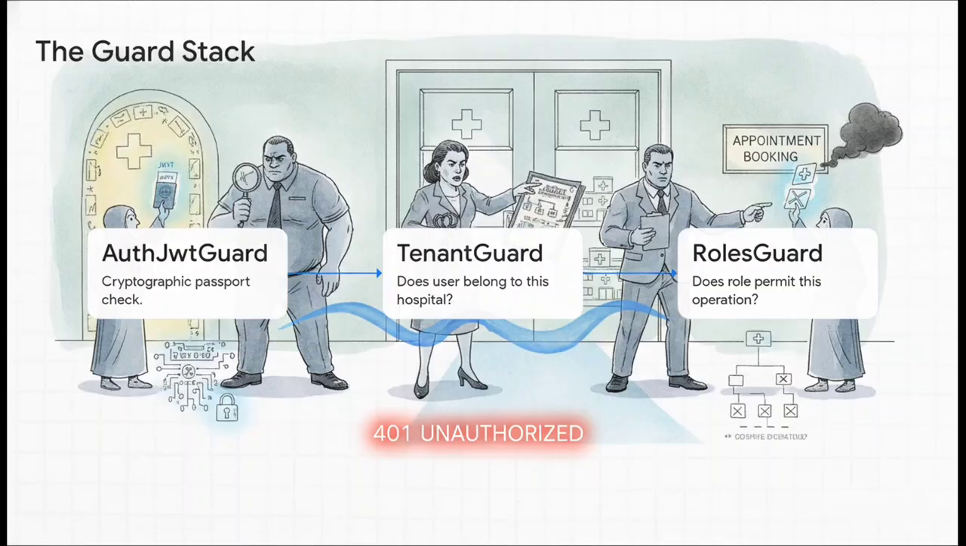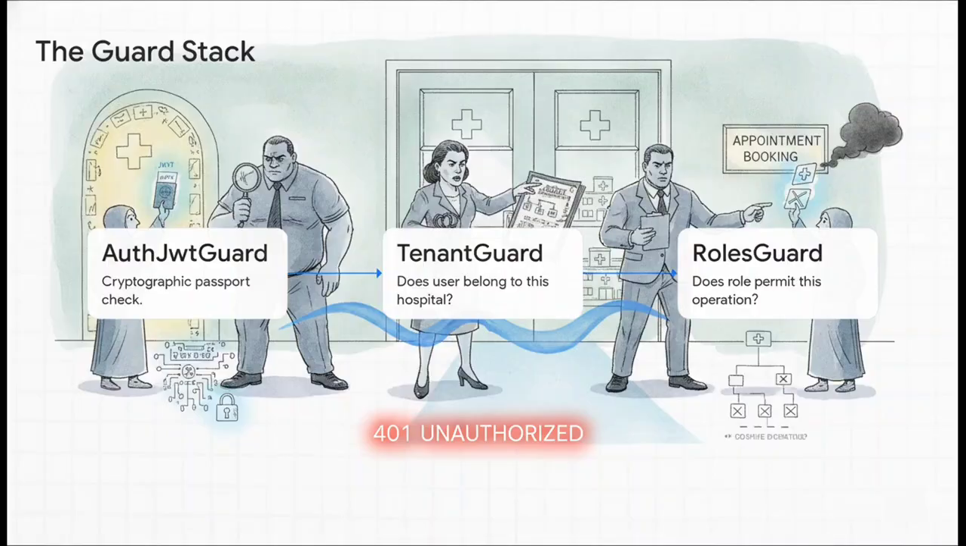To get past, our patient has to present their passport, which in our world is a JWT located right in their authorization header. Now these guards execute strictly in sequence, moving systematically from left to right. First up, the auth JWT guard does a cryptographic check to ensure the passport is actually valid. Second, the tenant guard checks if this user even belongs to this specific hospital rather than some different hospital in our franchise. Third, the roles guard looks at their department access card.